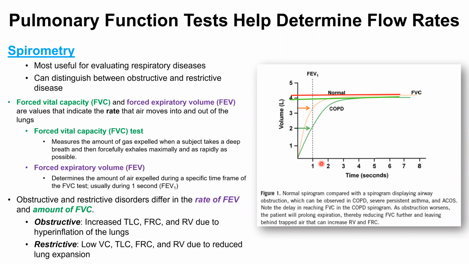So in obstructive diseases like COPD, these patients are going to have increased total lung capacity, increased functional residual capacity, and an increased residual volume, simply due to hyperinflation of the lungs. Whereas in restrictive diseases, you will see low vital capacities, low total lung capacities, lower functional residual capacities, and lower residual volumes due to the fact that they are unable to effectively expand the lung.